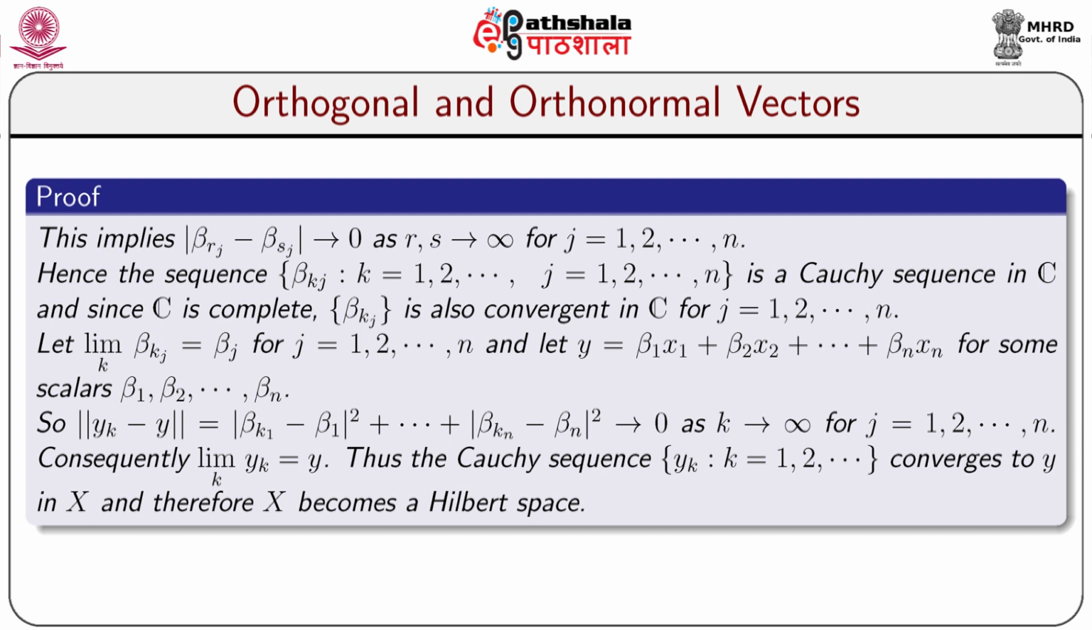So, norm of yk minus y square is equal to modulus of beta k1 minus beta 1 square plus dot dot plus modulus of beta kn minus beta n square, which goes to 0 as k tends to infinity for j equal to 1 up to n. Consequently, limit k of yk is equal to y. Thus, the Cauchy sequence yk, where k equal to 1 and so on, converges to an element y belonging to capital X, and so X becomes a Hilbert space.